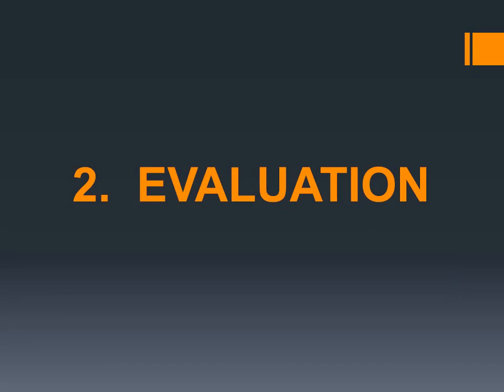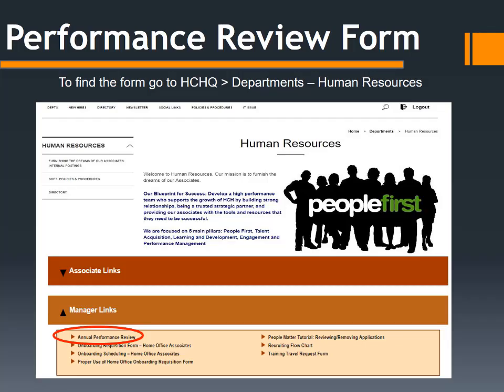The evaluation step is an opportunity for you to take notes from step 1, preparation, and document them on the review. Before we document items in the form, let's find out the form in HCHQ. To find the form, log into HCHQ, click on the Departments tab, click on Human Resources, click on Manager Links, then click on Annual Performance Review.